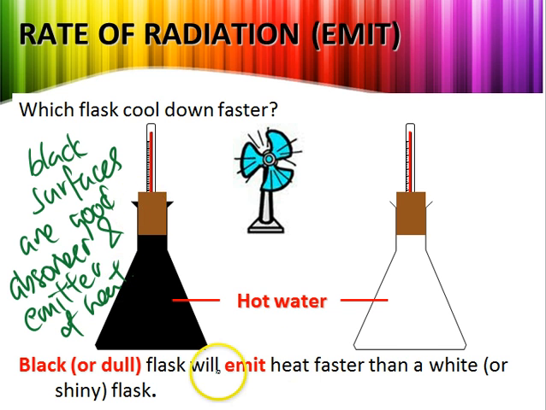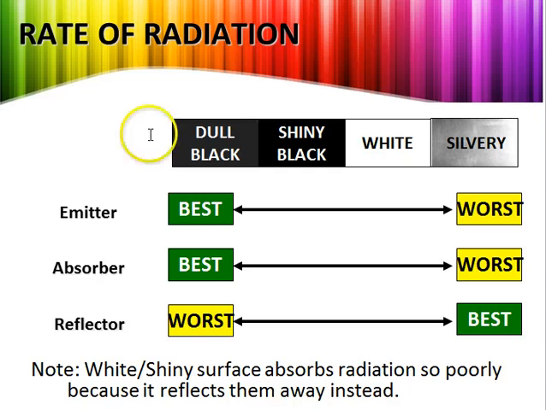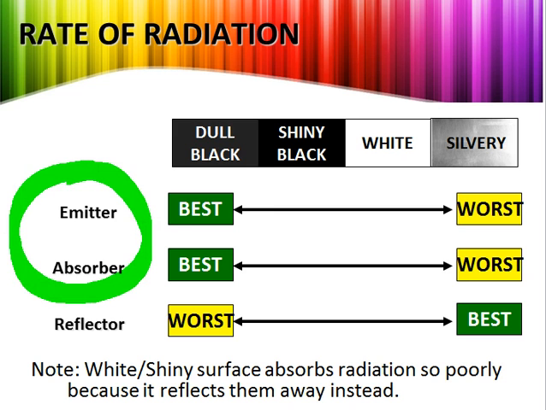So from here you can see that we talk about emitter and absorber. Dull black surfaces are the best. Whereas for the worst emitter and worst absorber, silver is the worst. Then reflector, try not to use this term here, as it may be a bit confusing. Generally we try not to use the word reflect, but do note what it means. We will always use these two terms, emission and absorption.